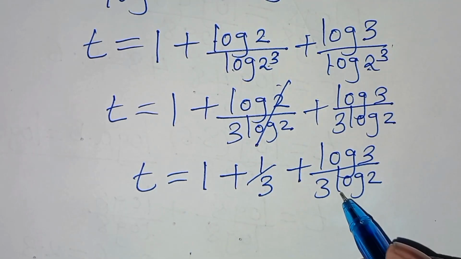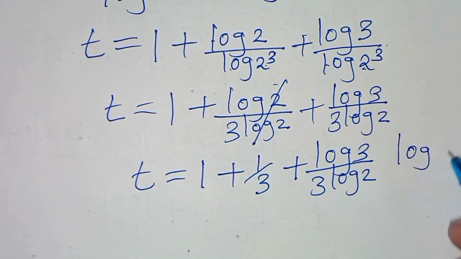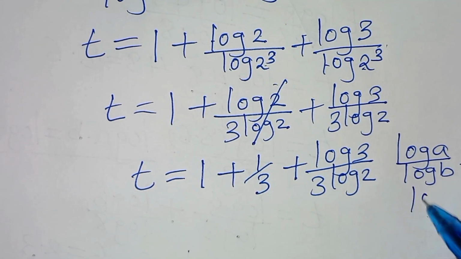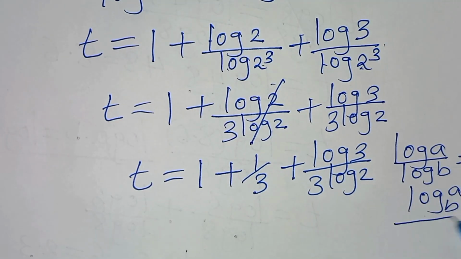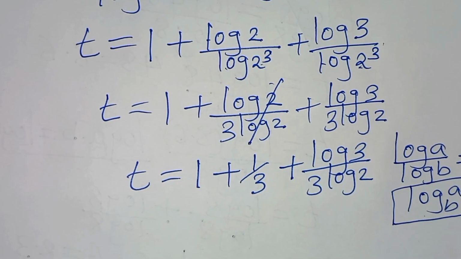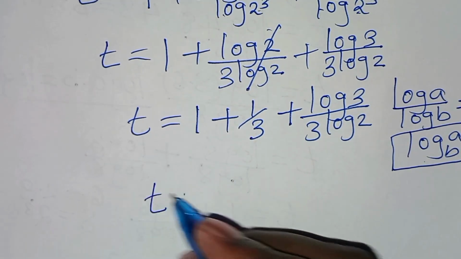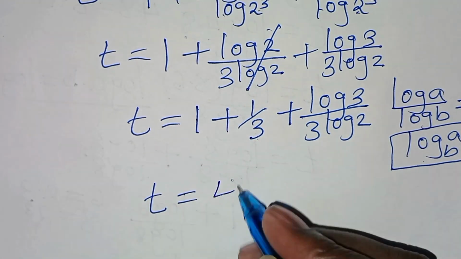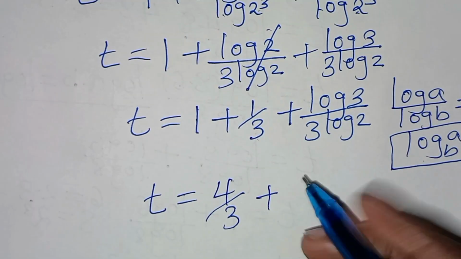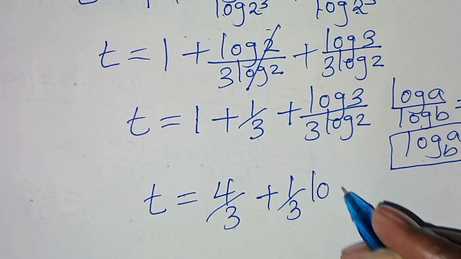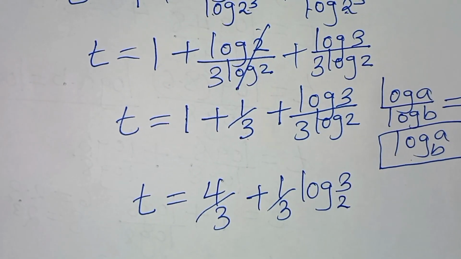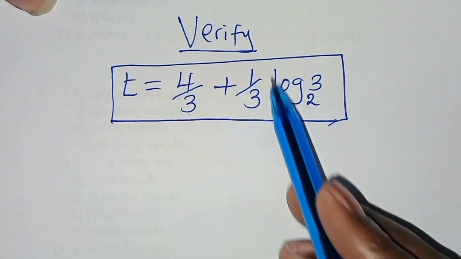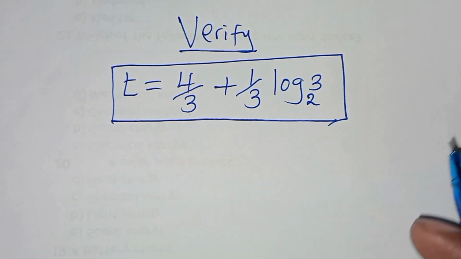Now, log 3 divided by log 2 is in the form of log a divided by log b, which we can express as log a to base b. So let's apply this property, so that now we'll have t equal to 1 plus a third, which is 4 over 3, plus a third log 3 to base 2. Okay, now let's verify that this value of t, which is 4 over 3 plus a third log 3 to base 2, actually satisfies the equation.